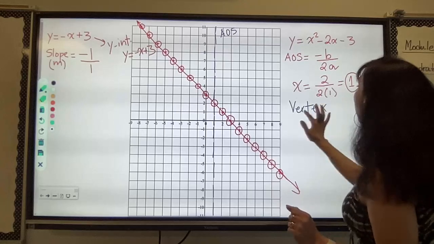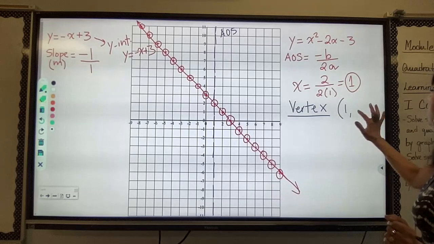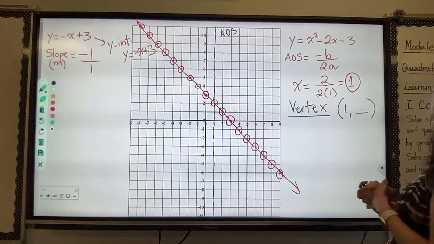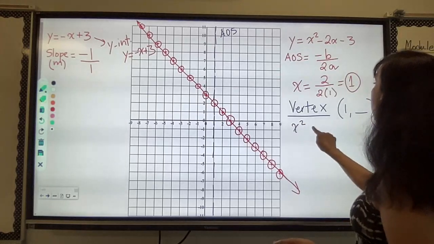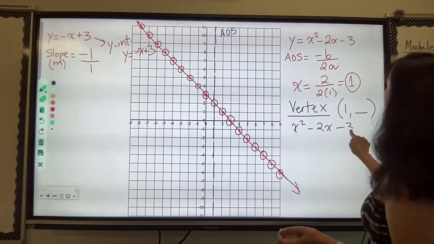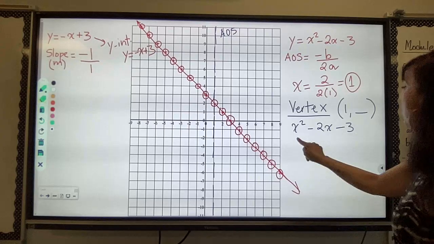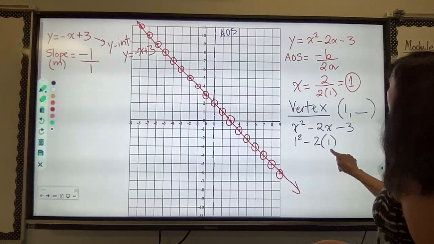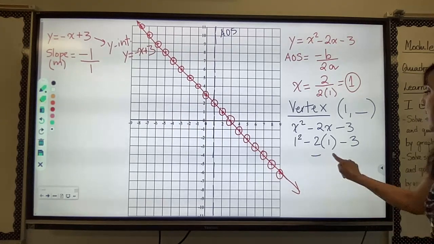Next thing I'm going to do is find the vertex. I've already found x, so I am going to find a y. So my x is 1. Let's see what y is going to be. I am going to take the original equation, which is x squared minus 2x minus 3 is equal to y. And so therefore I have 1 squared minus 2 times 1 minus 3. And when I do that, I am going to go ahead and I am going to get -4.